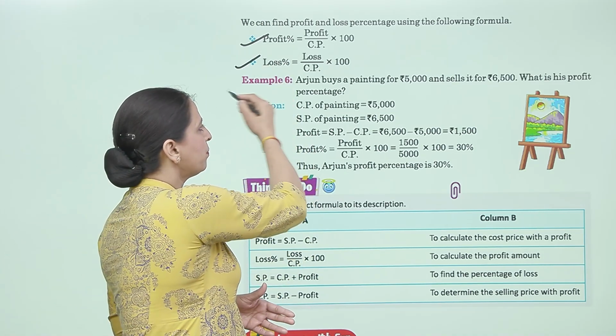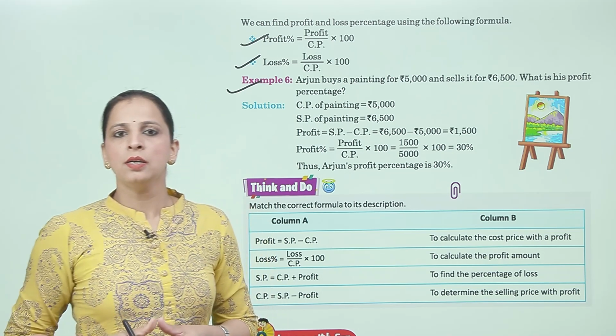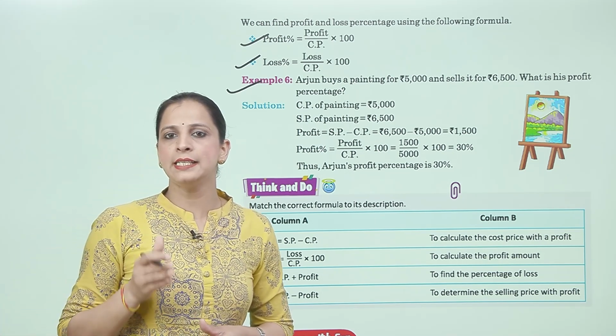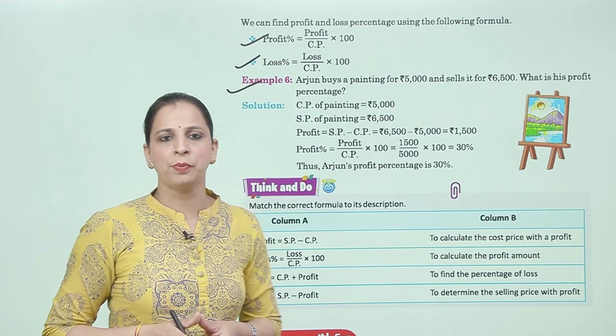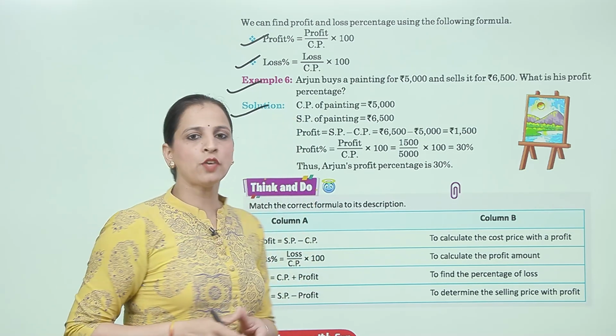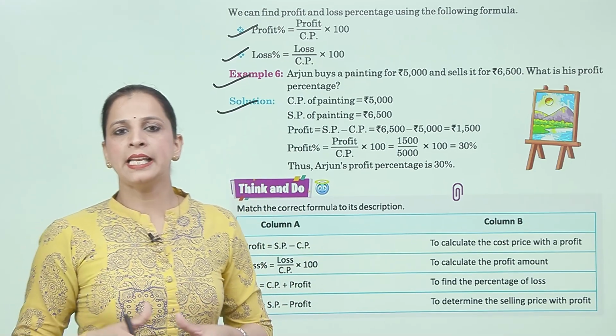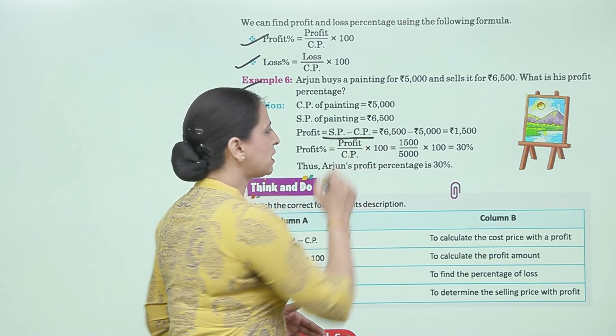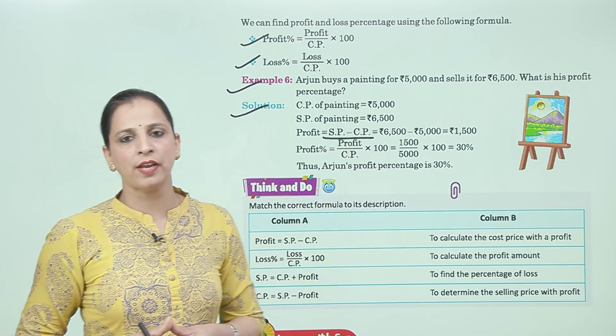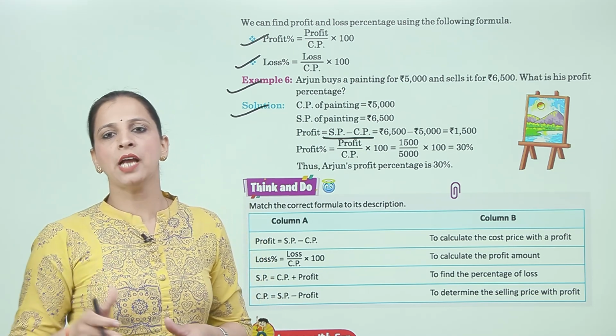Now example 6. Arjun buys a painting for rupees 5,000 and sells it for rupees 6,500. What is his profit percentage? Solution. Cost price of the painting is 5,000. Selling price of painting is 6,500. So profit is SP minus CP, that is 6,500 minus 5,000 is equals to 1,500 rupees.